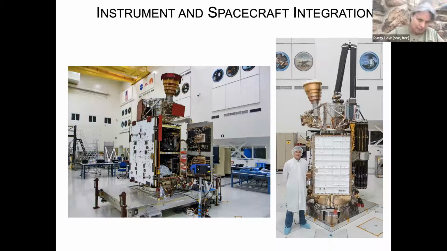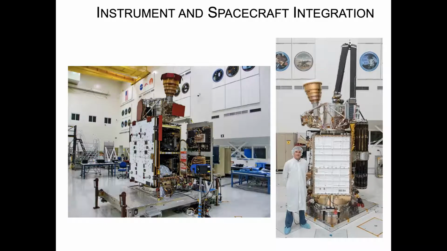And these pictures kind of give you a sense of all of the electronics in the system. And so this is the clean lab at JPL as the satellite was being assembled. And for reference, on the right side, you have a person standing next to it. So you get a sense of just the size of the satellite.